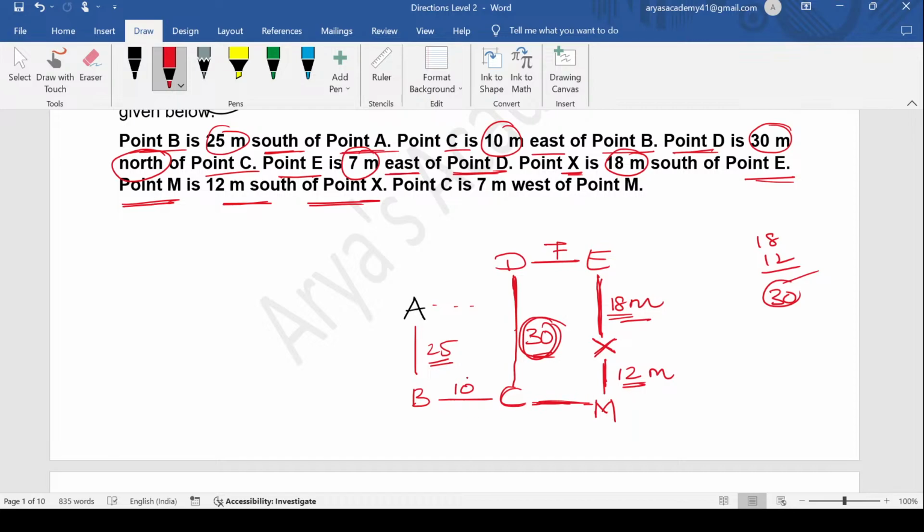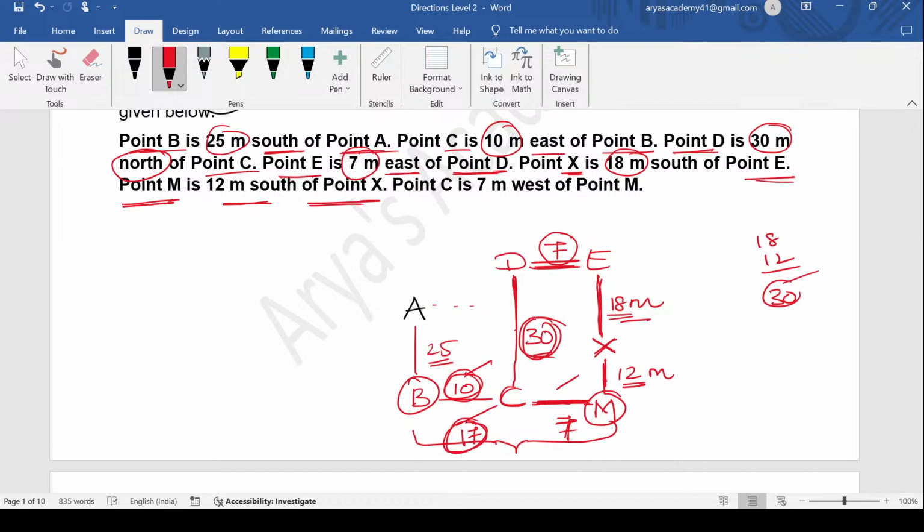Okay. And this is 10. This is how much? 7. So if this is 7, then this distance also must be 7. So this is 7 and this is 10, and overall this distance will be actually 10 plus 7, that is 17 meters. This distance will be 17 meters from B to M. From B to M, this is 10 and this is 7. Total will be how much?